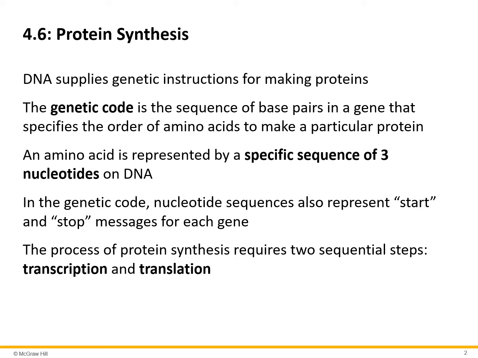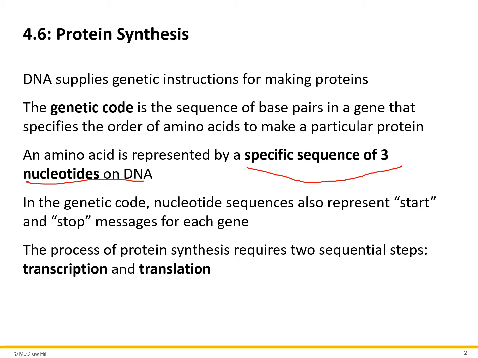The genetic code is a sequence of base pairs in a gene that specifies the order of amino acids to make a particular protein. Each amino acid is represented by a specific sequence of three nucleotides on the DNA. We'll see that in just a second. The genetic code and the nucleotide sequences also represent stop and start messages. So we're going to have all of these things.